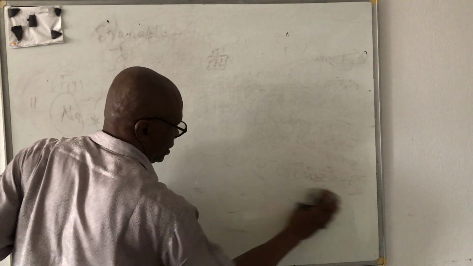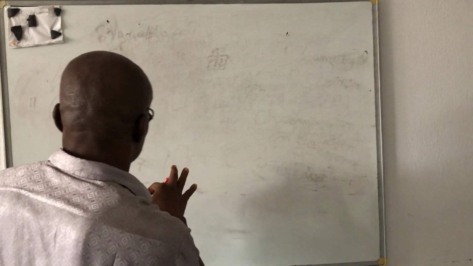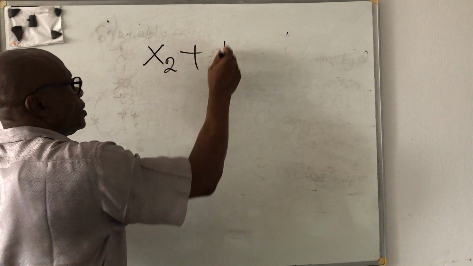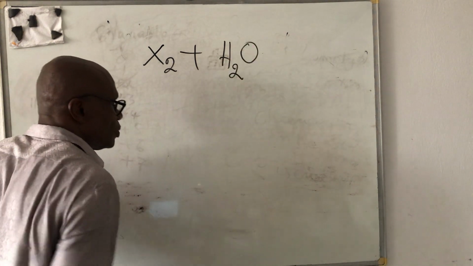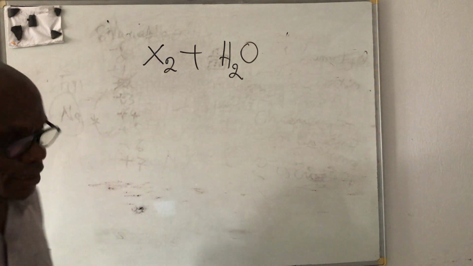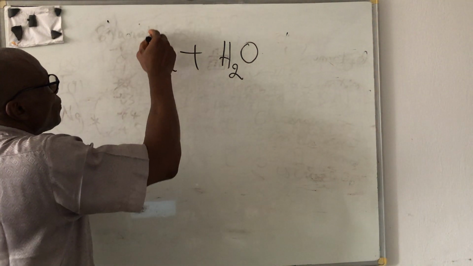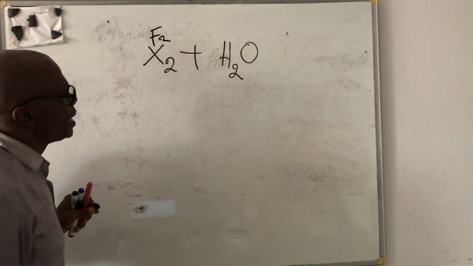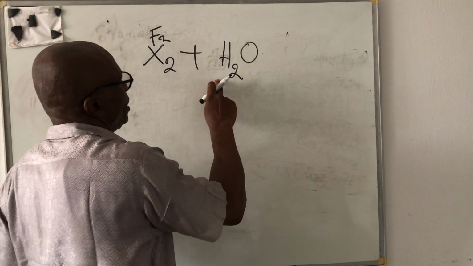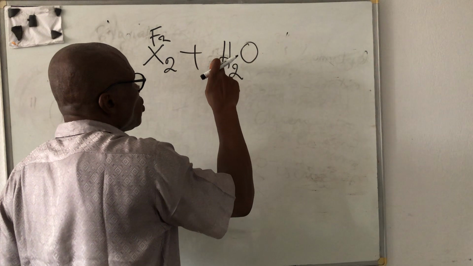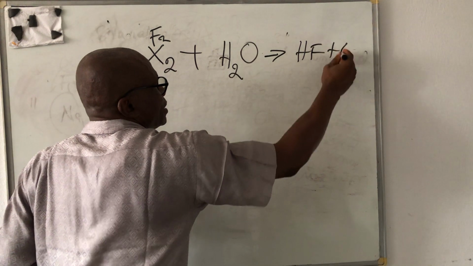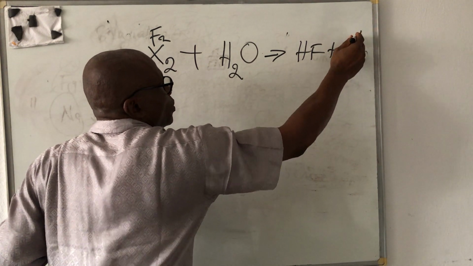They will react with water. You have X2 plus H2O. In the course of reacting with water, if the X here is fluorine, it will readily rupture water. Fluorine will readily rupture water to form HF, and oxygen will be evolved.